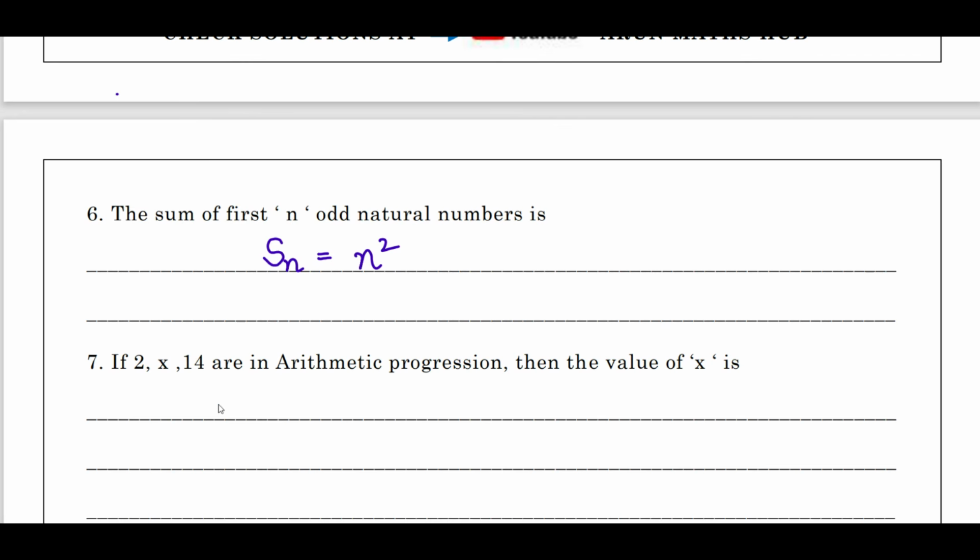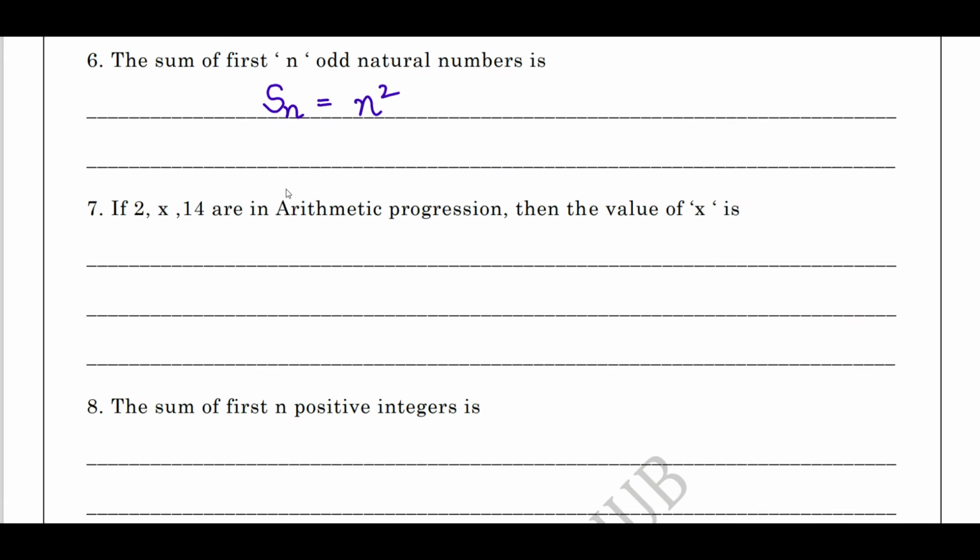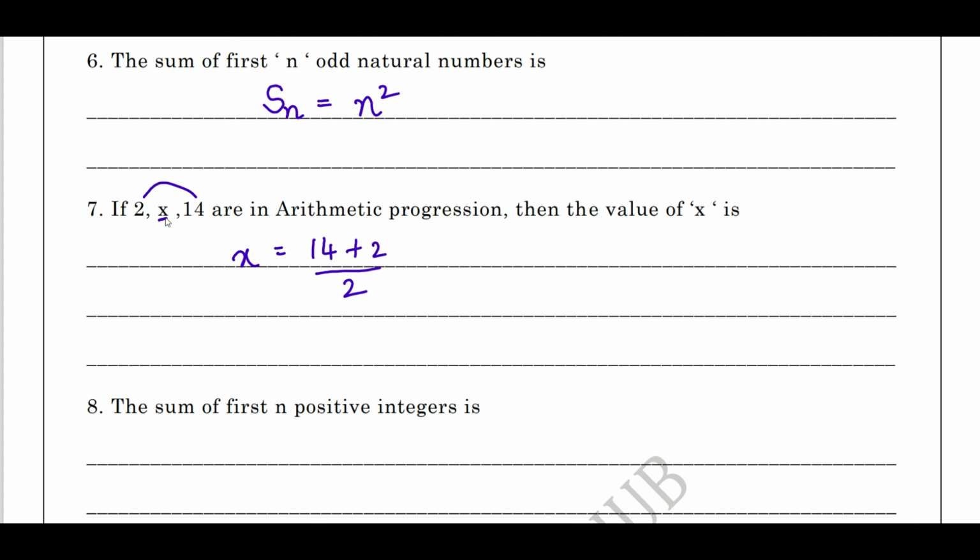Now the next question. If 2, x, 14 are in arithmetic progression, then the value of x is. So x equals (14 plus 2) by 2. The middle term is the average of the preceding and succeeding term. That is (14 plus 2) by 2, that is 16 by 2. We get x equals 8.